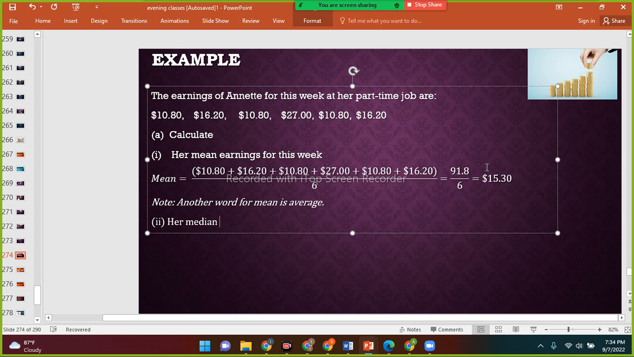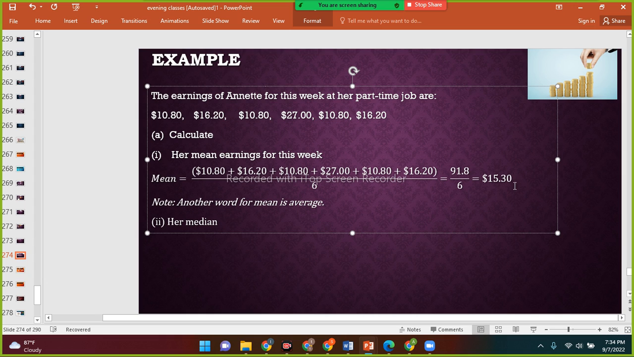So how do you get that 15.30? I divide 91.8 by 6. Yeah. So 15.30 is a measure of central tendency. It's a summary of the data using one value to describe the range of values that we are dealing with.